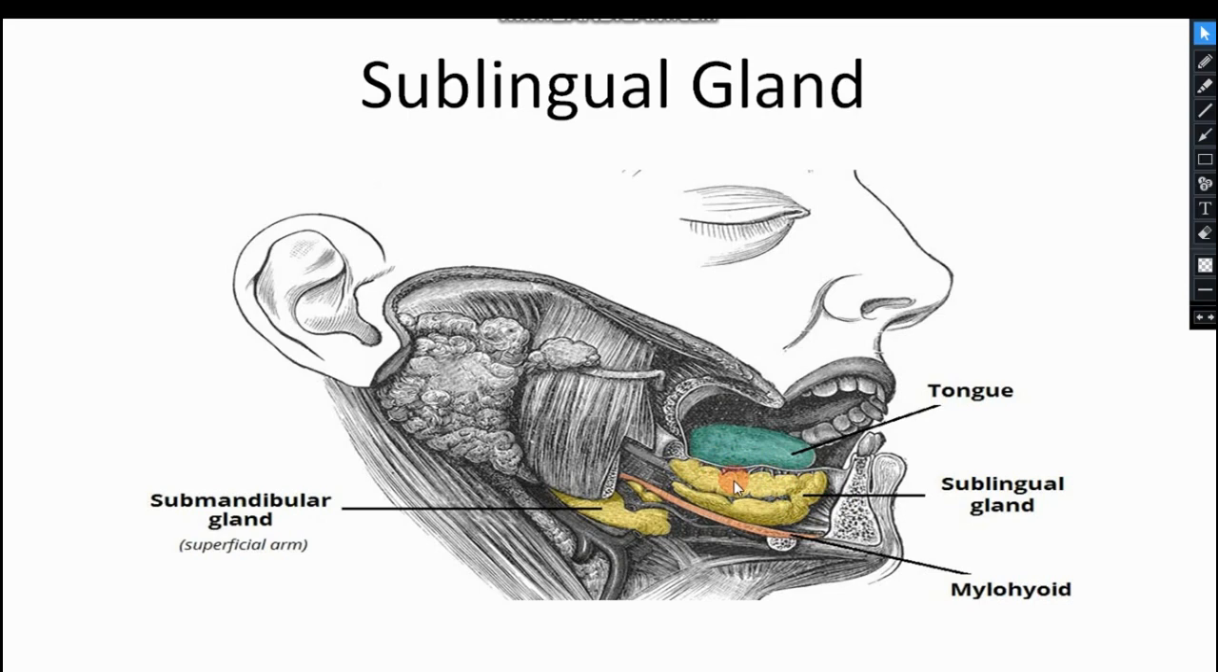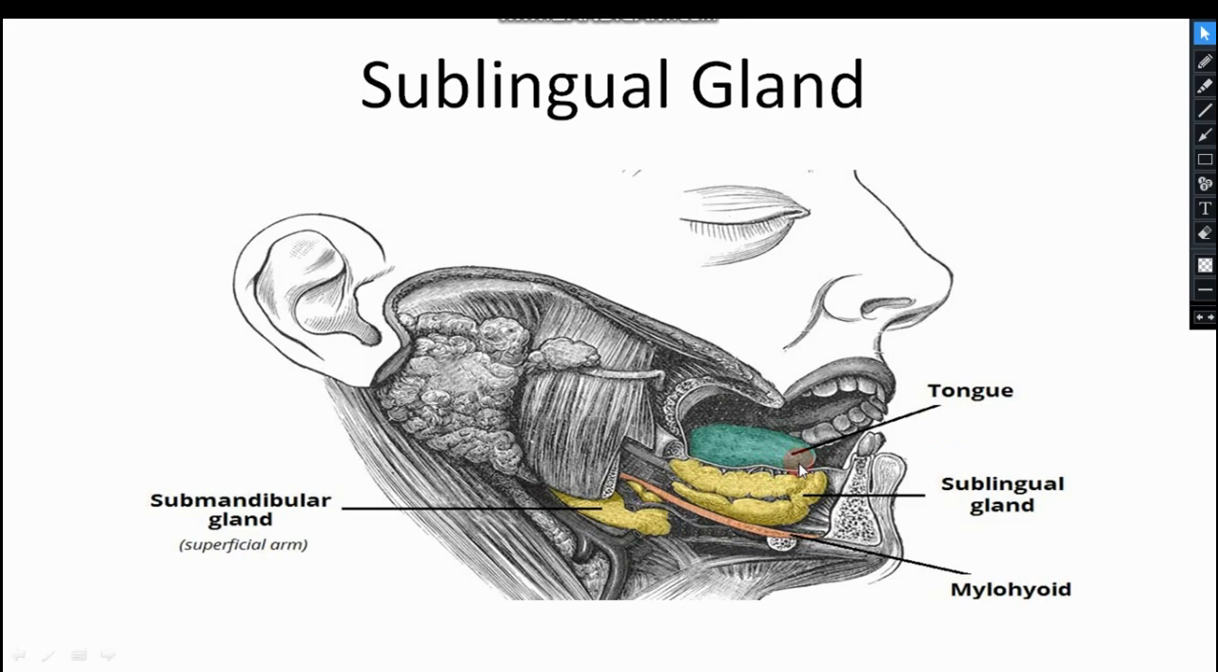Genioglossus. Clear? At this point where I'm focusing the pointer of the mouse, you see small processes emerging out. These small processes are the sublingual ducts. Around 10 to 20 ducts open in the floor of the mouth. Clear? In the floor of the mouth.